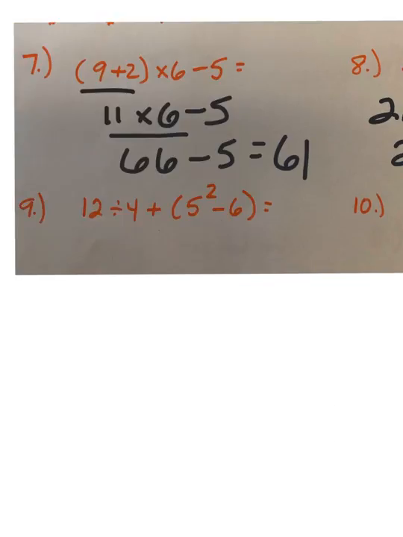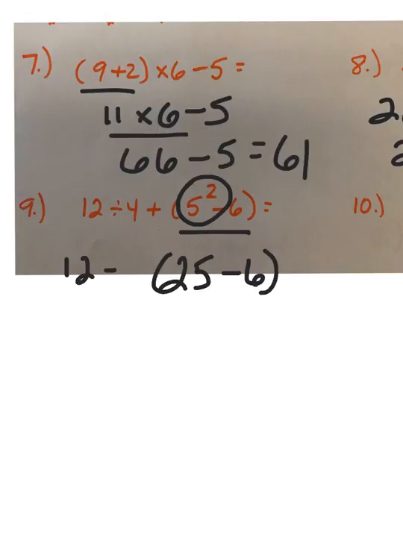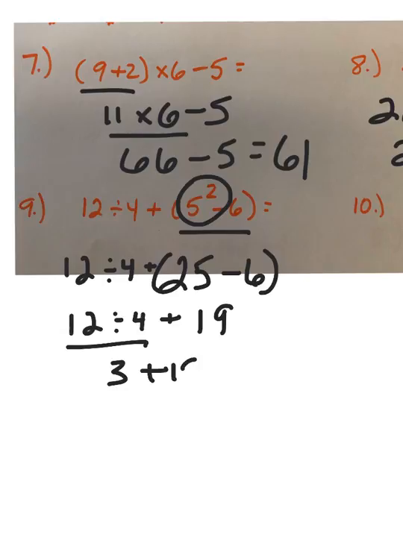For the next one, I go through and I find parentheses first, and then inside the parentheses, I see an exponent, so I have to do that one. So 5 squared is 25. 25 minus 6, and I'm rewriting the whole thing. 12 divided by 4 plus 25 minus 6, so I need to do the parentheses then, which is 19. So I get 12 divided by 4 plus 19. 12 divided by 4 is first. That becomes 3 plus 19 is 22.